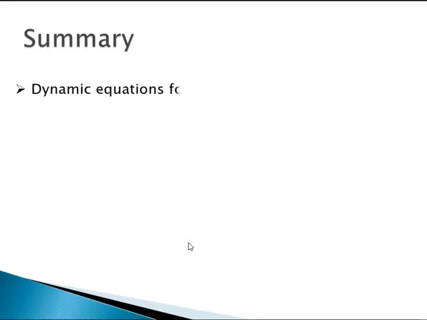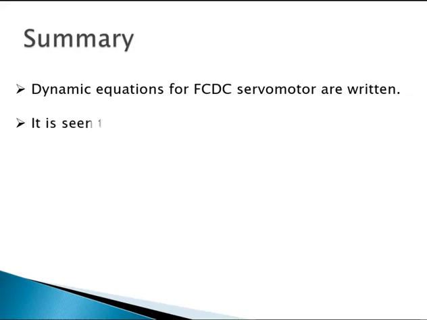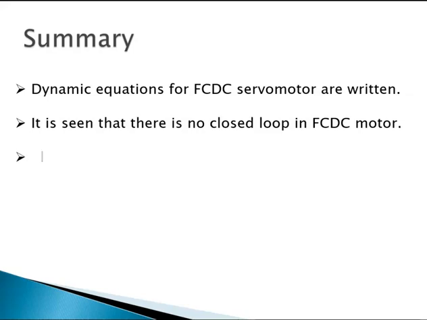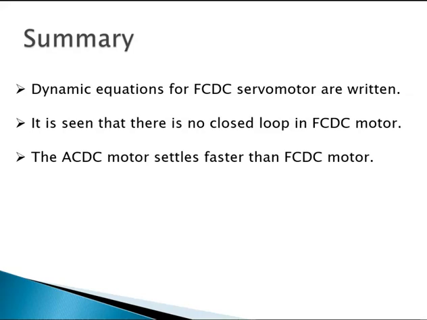Thus, in summary, the dynamic equations for the FCDC motor are written. It is seen that there is no closed loop. Inherent feedback is absent in FCDC. The armature controlled DC servo motor settles faster.